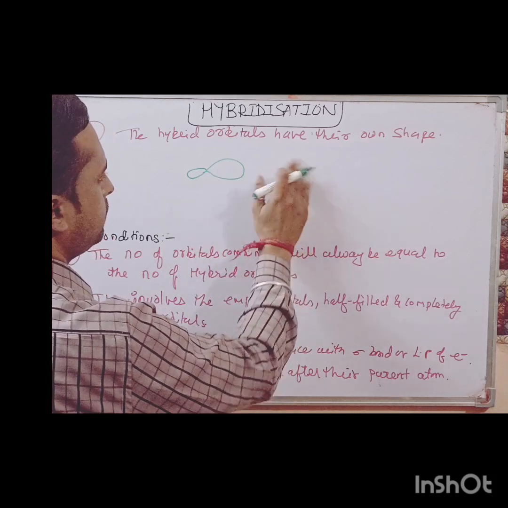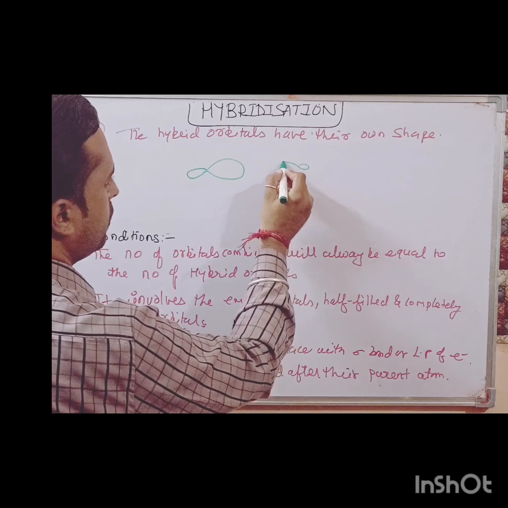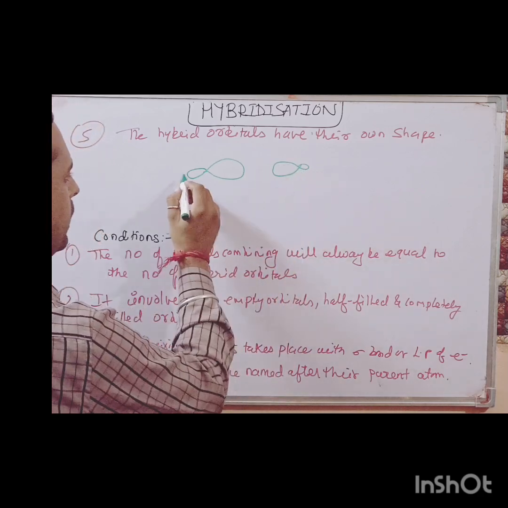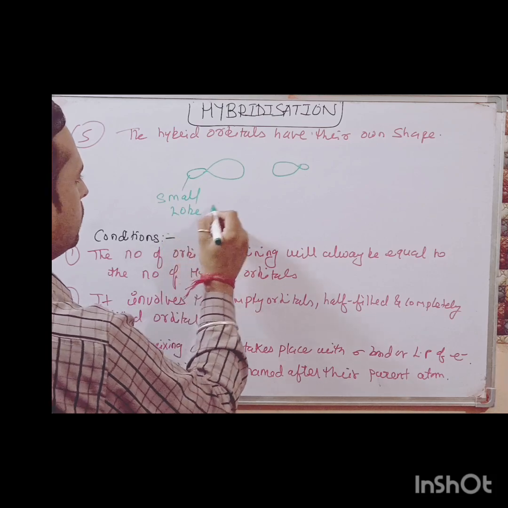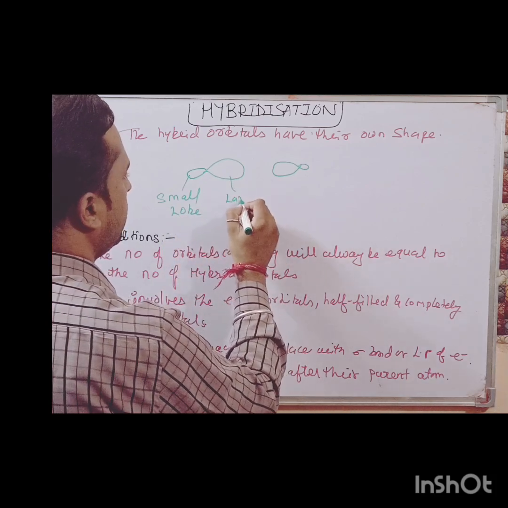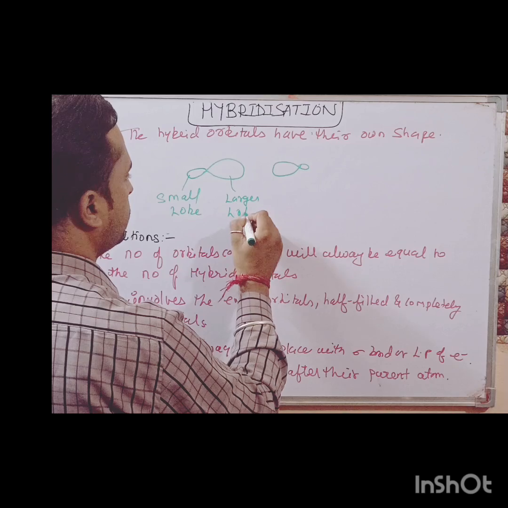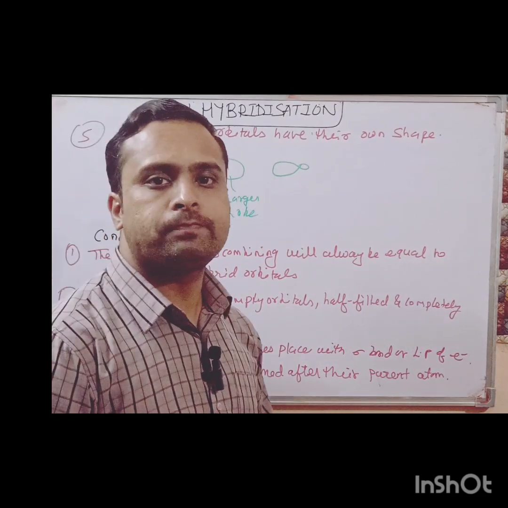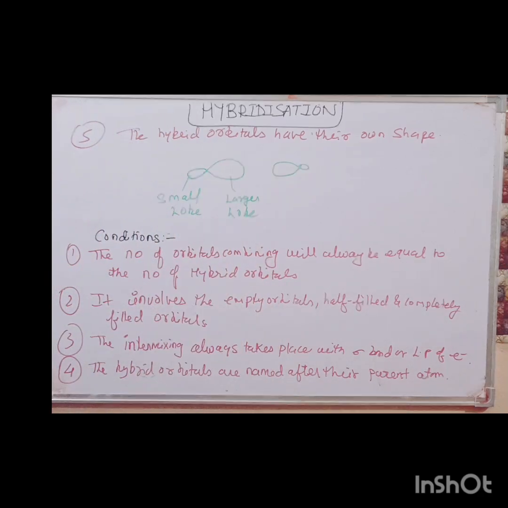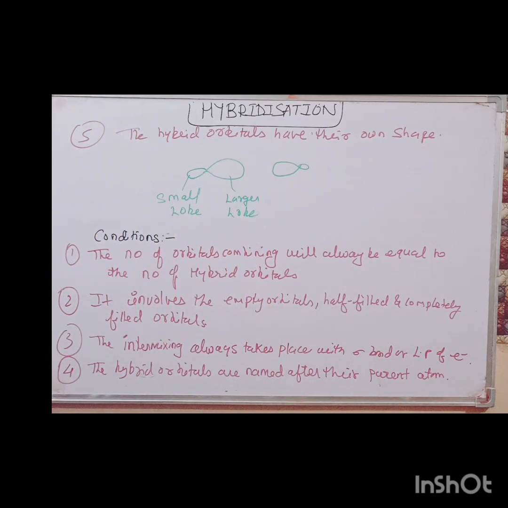Somewhat it is made like this, somewhat like this. It has a small loop and a larger loop. If somewhere in the diagram in your books it is mentioned like this, it means the process of hybridization has taken place in a particular geometry. So the hybrid orbitals have their own shape.